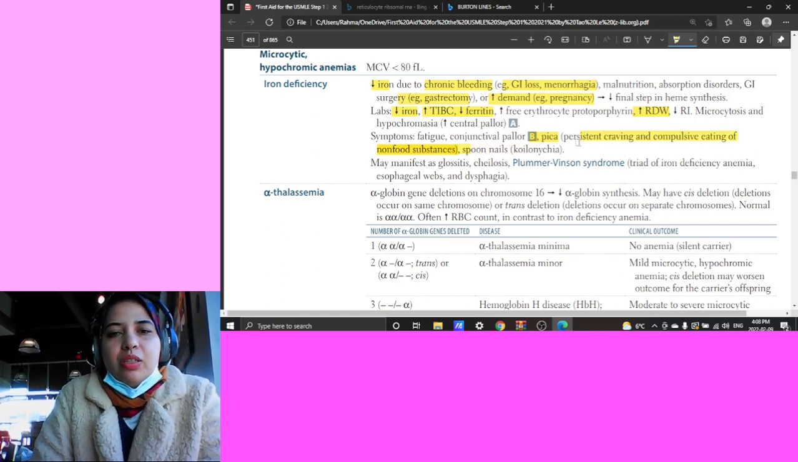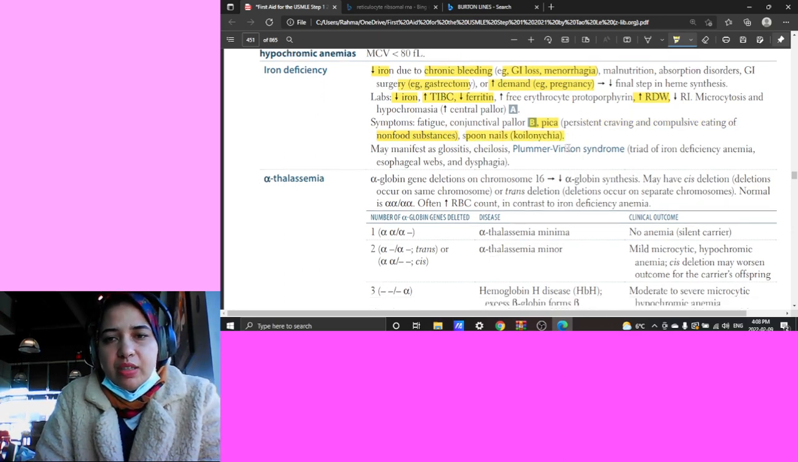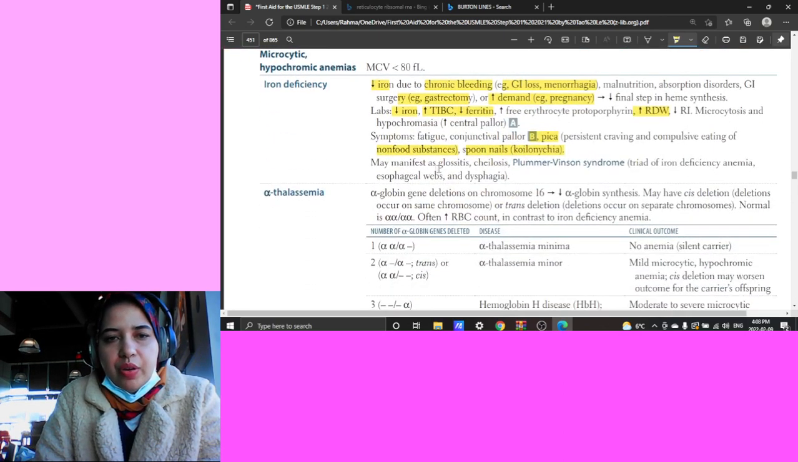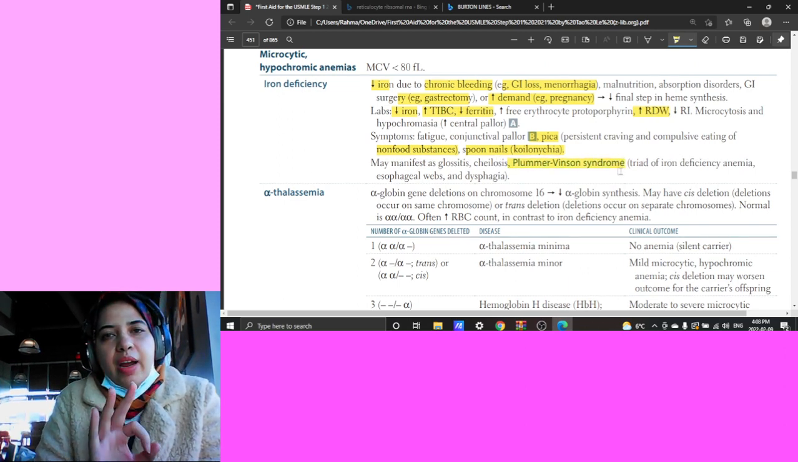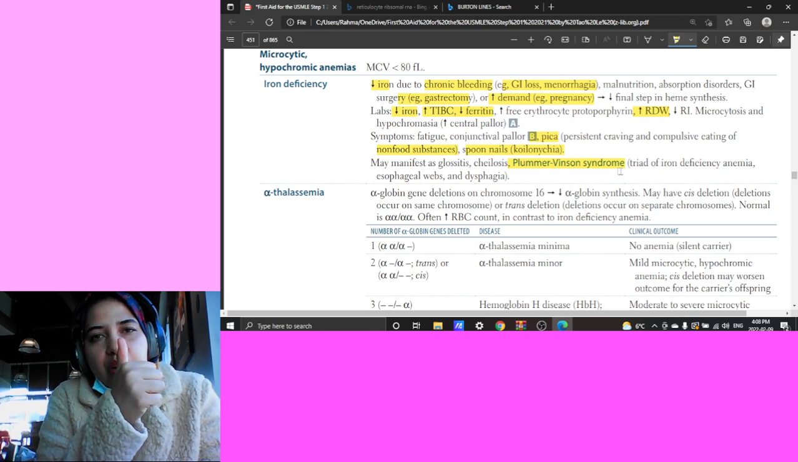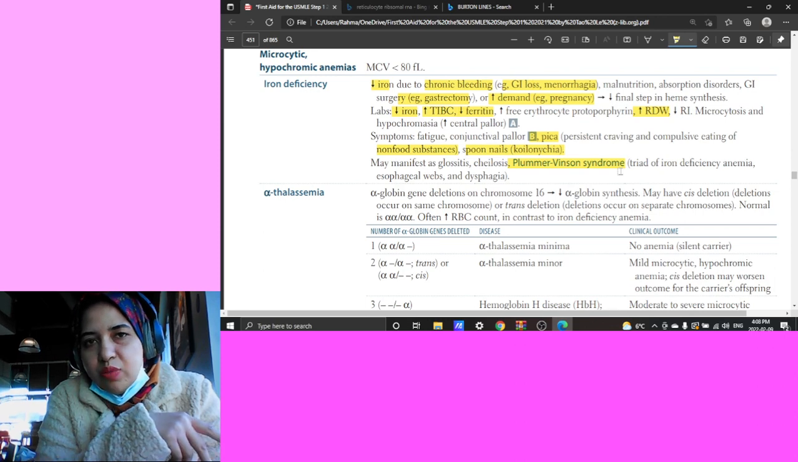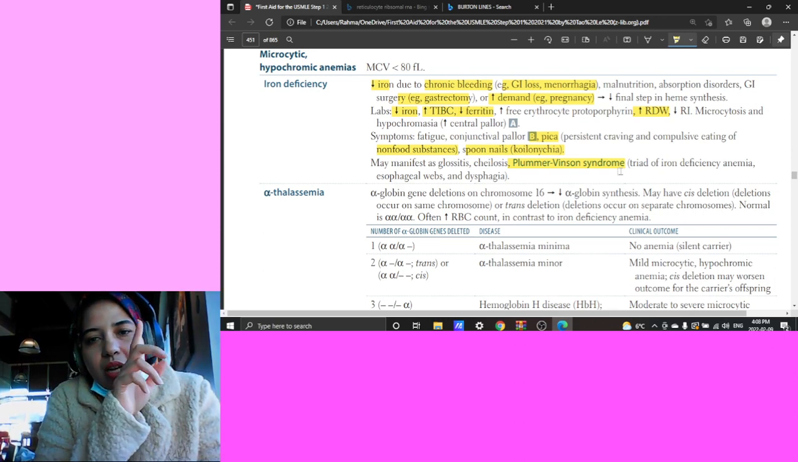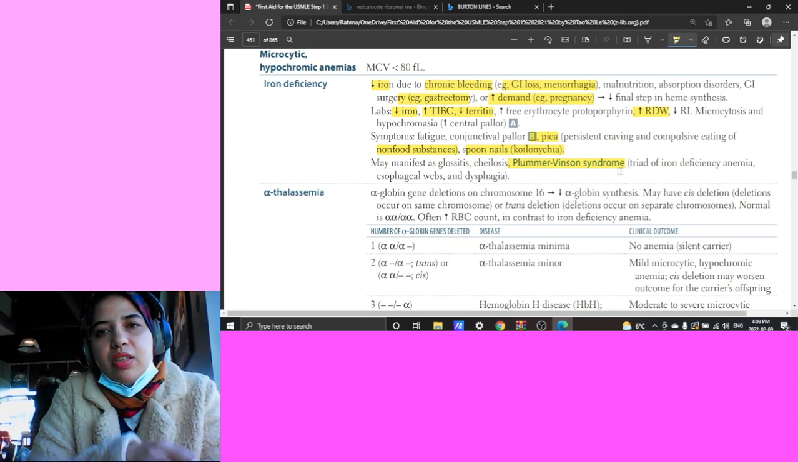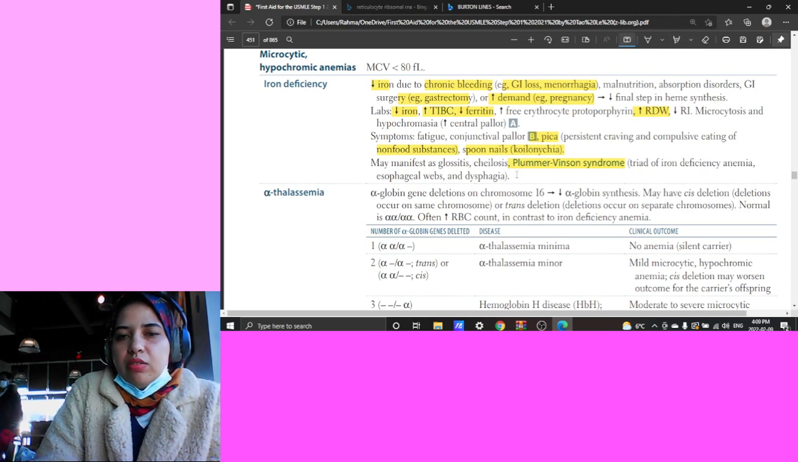You have your spoon nails, which is splitting of the nails. I don't think they have a picture there for you. And they have other manifestations. They have something here that's called Plummer-Vinson syndrome. So this is a triad of three things: iron deficiency anemia in a woman, esophageal webs, and dysphagia. You're going to get to dysphagia from the esophageal webs. The key thing to know is that Plummer-Vinson syndrome is pre-cancerous. So let's write that down so that you remember that.